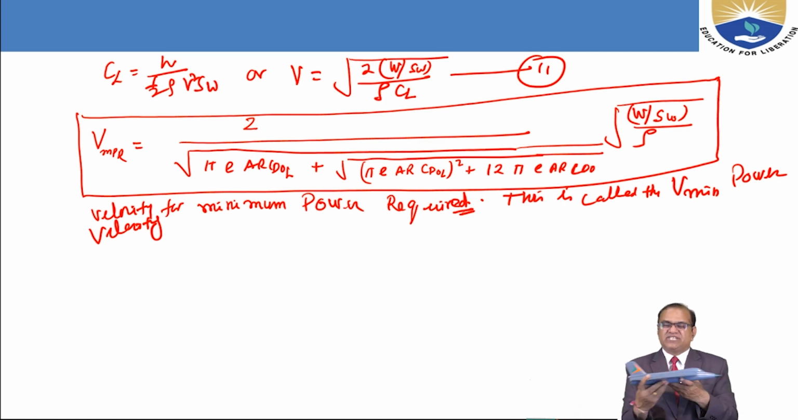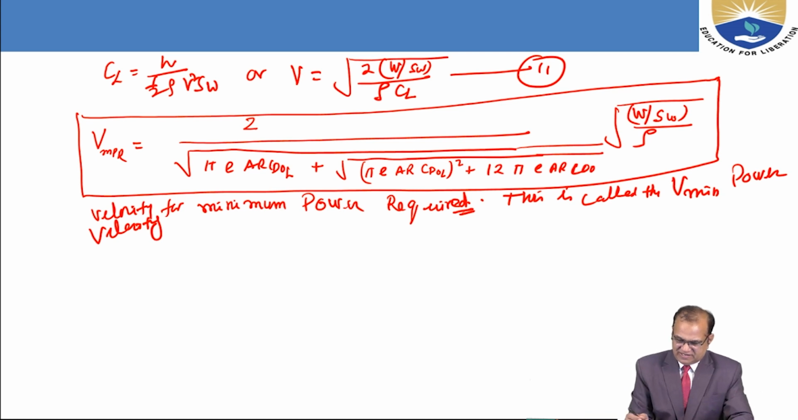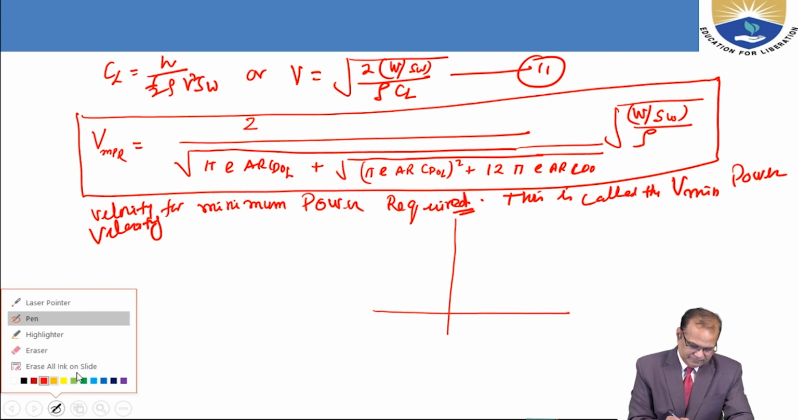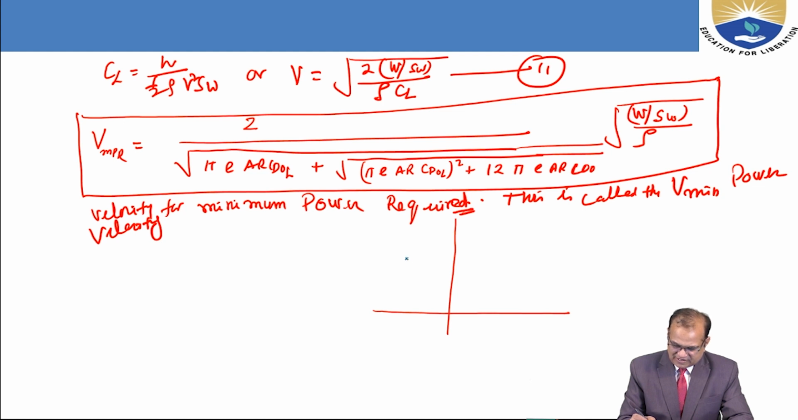So if you see, CD is equal to CD naught plus CD naught L CL plus CL square divided by pi E aspect ratio. So if we draw this thing in a plot, CD versus CL, it will come like this. Here you will get the minimum. This is the CL and this is the CD. So this is the CL where you will get the CD minimum. This is not at zero, that we have to take care of.